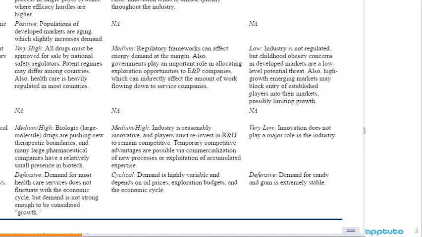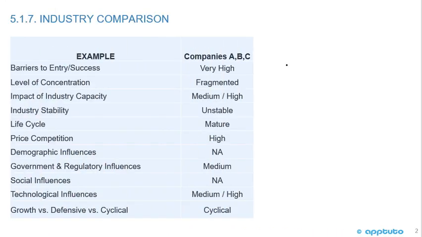Okay? So jumping back to my slides now. So now we understand if we're doing an industry comparison from that example we just saw in the text, we would look at the companies A, B, and C. Now in the example that we saw, we looked at three different industries.